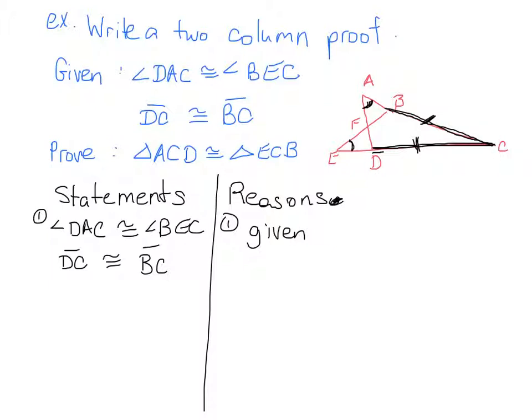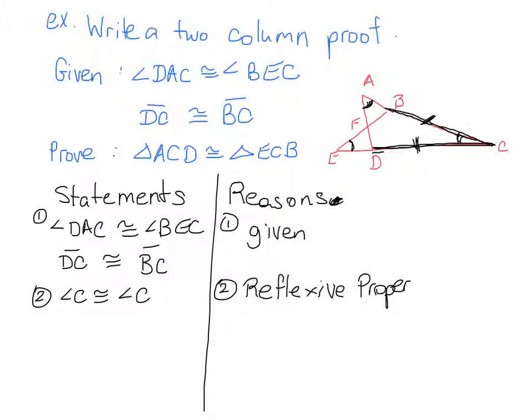So we have a pair of congruent angles and we have a pair of congruent sides, but we need a third thing. Now you may recall the reflexive property of congruence. Since both of the triangles share that angle, then that angle is equal to, well, that angle. So our second statement is that angle C is congruent to angle C, which, well, isn't that obvious? Not really. You really have to back up everything you say. So that's because of the reflexive property of congruence. So we'll just say the reflexive property here.